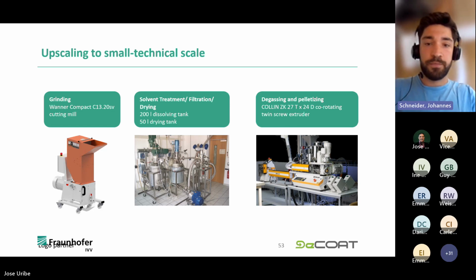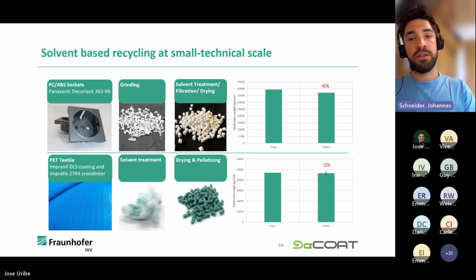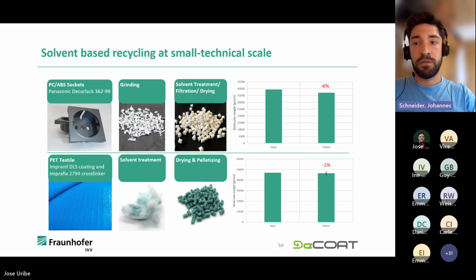On the next slide, we see that for upscaling, we selected two demonstrators for the solvent-based recycling process. Our first demonstrator was PC-ABS sockets coated with a DECOAT from Panasonic. And the second demonstrator was a polyester textile coated with a slightly cross-linked PU coating that at laboratory scale showed a dissolvability.